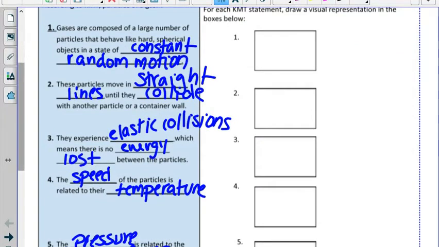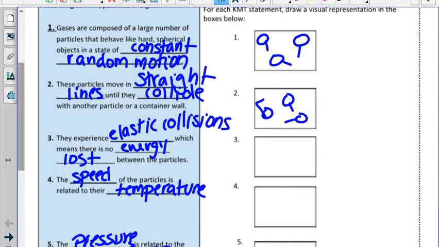All right, so let's draw the particle pictures that go along with these statements. So number 1, we said gases are composed of a large number of particles. They're in constant random motion. So it's just this idea of gases constantly randomly moving. All right, the second one is that they move in straight lines until they collide. Well, we've already kind of drawn and seen what this looks like, right?